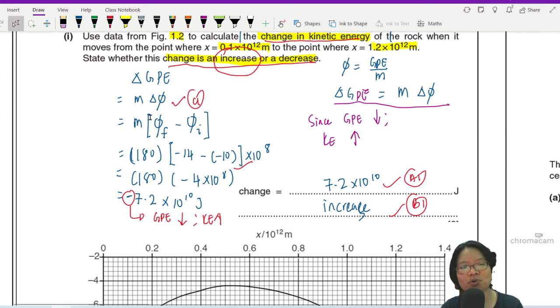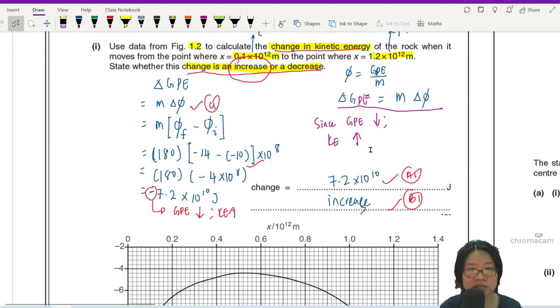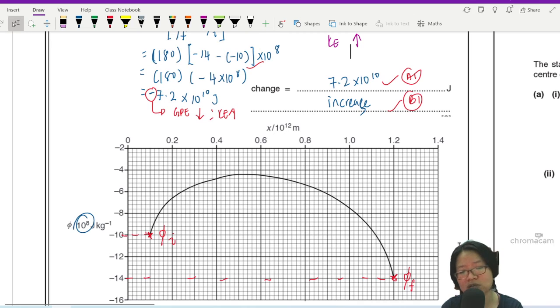Okay? So what causes a change in kinetic energy? Because there's a change in potential energy. It's like dropping something down from an elevated height. Okay, and if you've done any AS question, you will know when it comes to this kind of roller coaster question, the actual change in height is the only thing that matters.